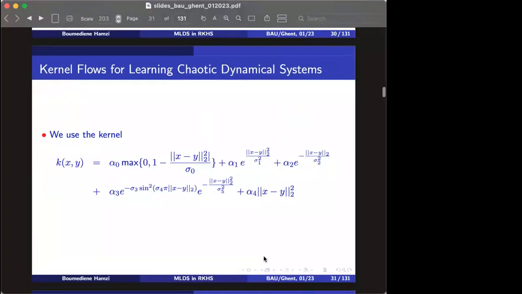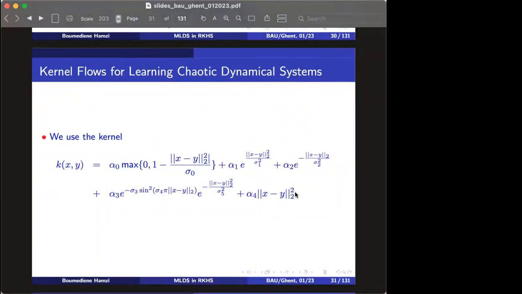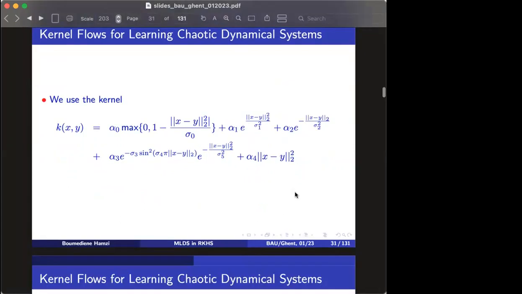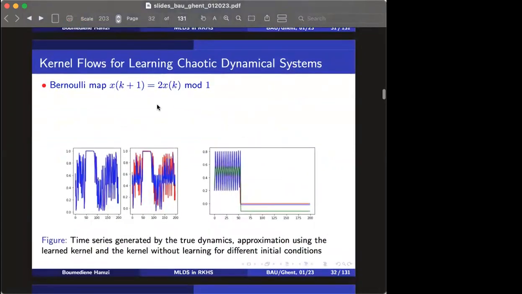So we looked at some prototypical models, and we used the following kernel as a start. For example, we start with a Bernoulli map, so x_{k+1} is equal to x_k mod 1. We see that there is an improvement. The second figure is without learning the kernel, and the first figure is with learning the kernel. So we see an improvement. Blue is true and red is approximation. This is for one initial condition. The right figure is for different initial conditions. Green is without training, blue is true, and red is approximation.